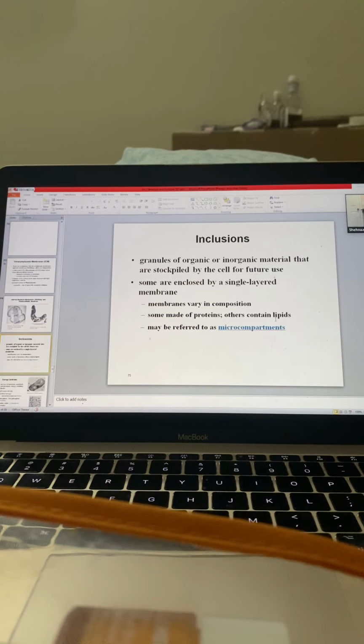And as you find a membrane around, even a single layered membrane around the inclusions, these are sometimes now referred to as microcompartments. So these are not the true compartmentalization that you see in eukaryotes, but this microcompartmentalization occurs because of single layered membranes, which, in this case, when you see the picture, are mostly made up of proteins rather than lipid.